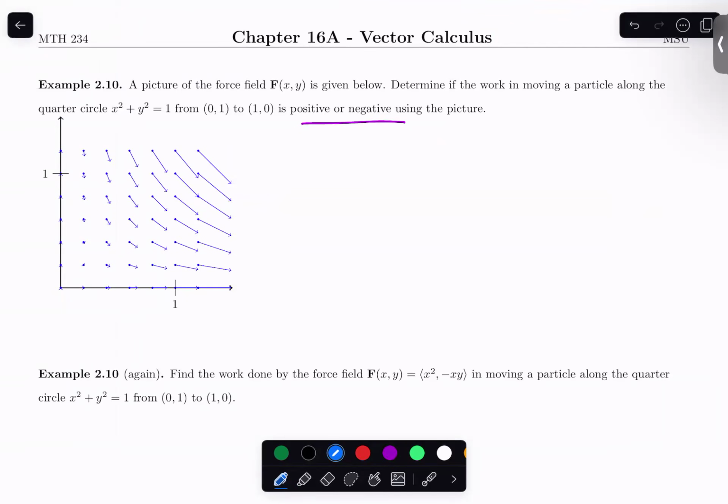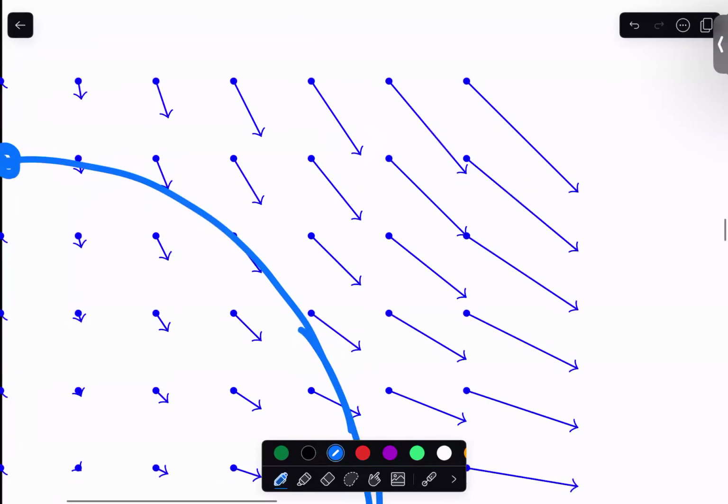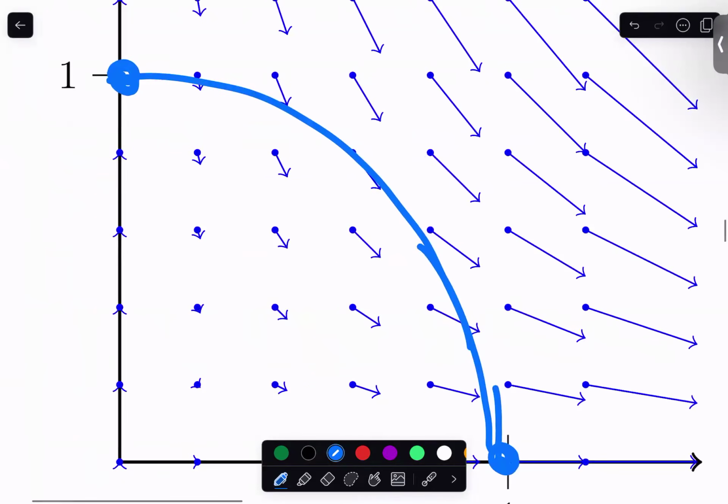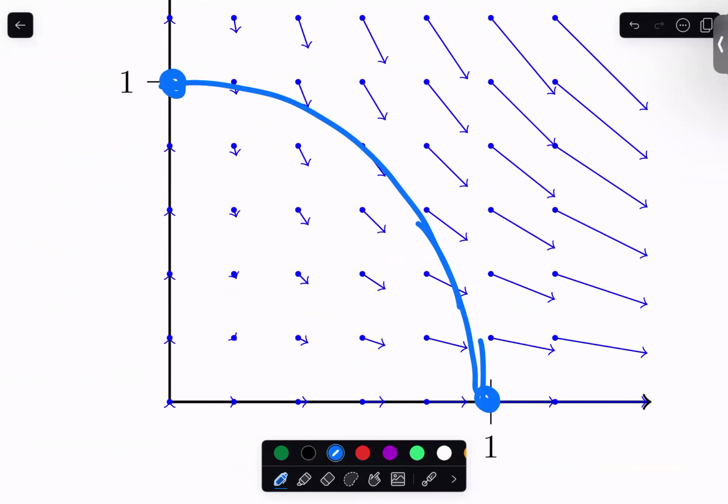It looks like the curve that we're traveling along is a quarter circle starting off at 0, 1, so up here, and ending at 1, 0. Down here. So if it's a quarter circle, it's going to look something like this. And I could try to guess what my vector field looks like close to a sample of points here along this curve.